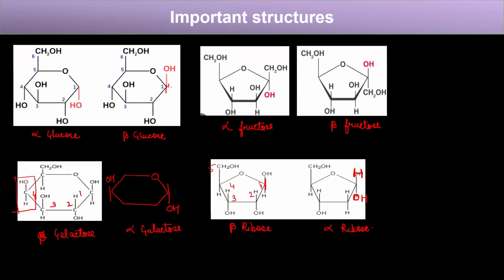Now, the next thing that we will study is about reducing and non-reducing sugars. So what are reducing and non-reducing sugars? As we know, what does the term reducing mean? It means that it is reducing something, or it is causing the gain of electrons from somewhere, right? Some of the sugar molecules have the ability to reduce something while others don't.